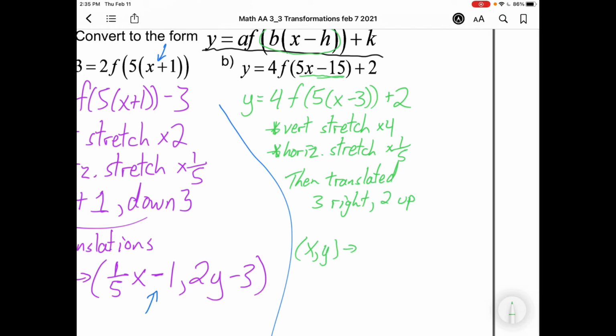It would tell us to multiply our x value by 1/5, and it would tell us to move to the right 3, so that's going to add 3 to our x value. For the y's, we're going to multiply it by 4 because of a vertical stretch by a factor of 4, and we're going to go up 2.